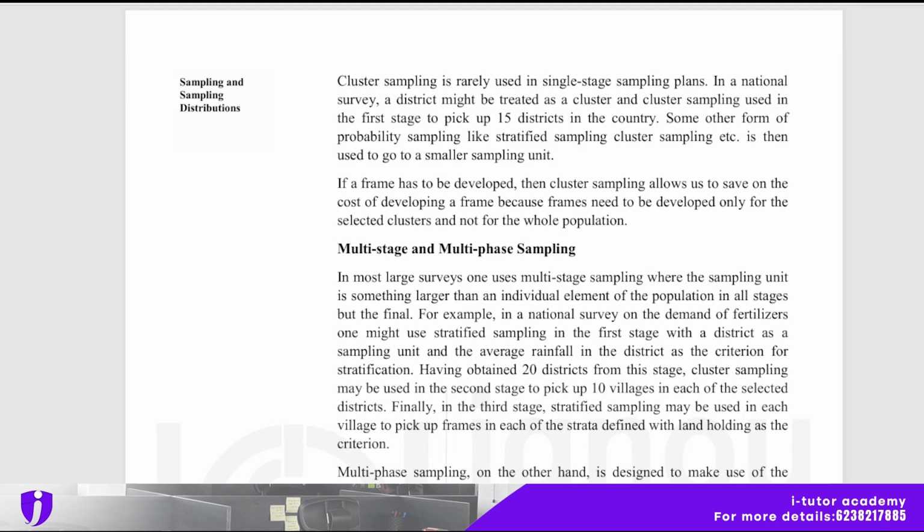Multi-stage and multi-phase sampling. In most large surveys, one uses multi-stage sampling where the sampling unit is something larger than an individual element of the population in all stages but the final. For example, in a national survey on the demand of fertilizers, one might use stratified sampling in the first stage with the district as sampling unit and the average rainfall in the district as the criterion for stratification.